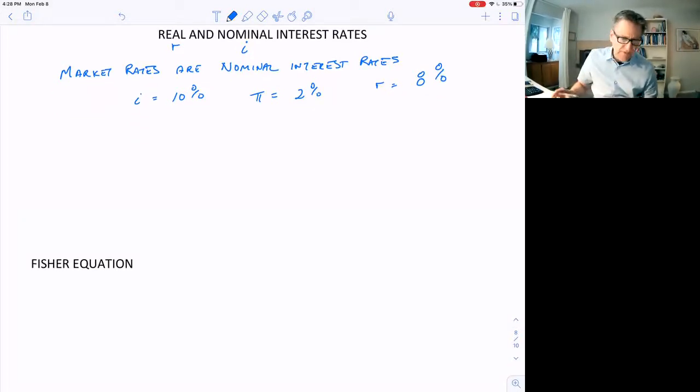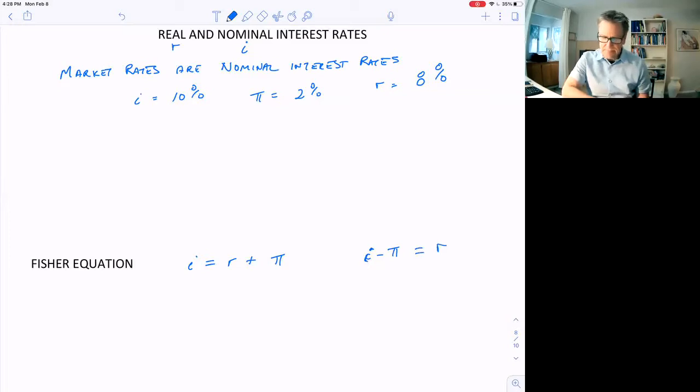We're using the Fisher equation, which is that the nominal interest rate is equal to the real interest rate plus inflation. Or we can say that the nominal interest rate minus inflation is equal to the real rate. So this Fisher equation, the idea came from Irving Fisher, the same economist who came up with the quantity theory.